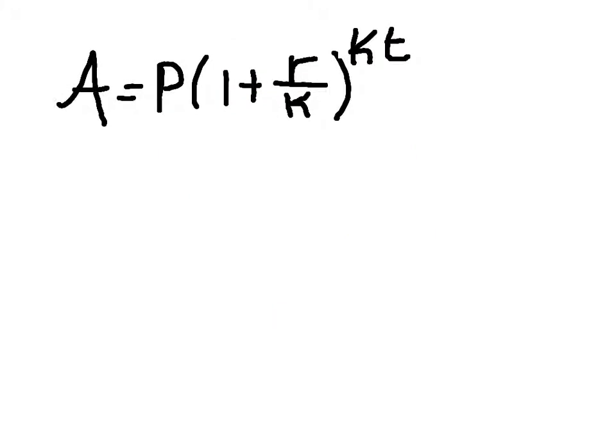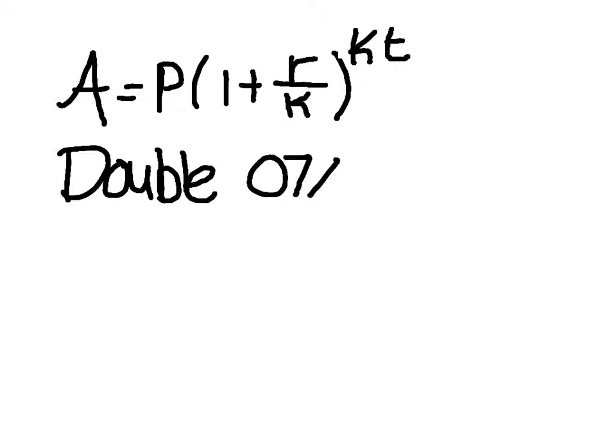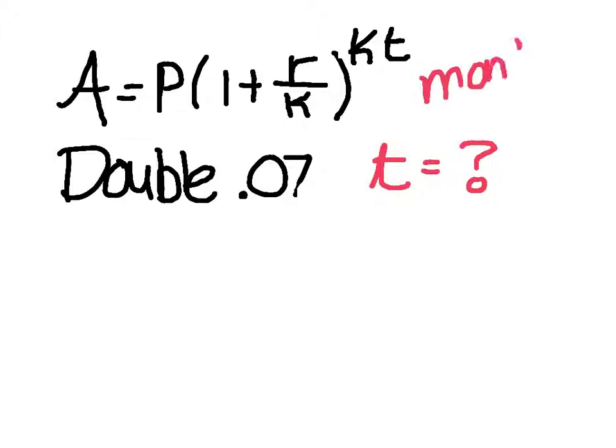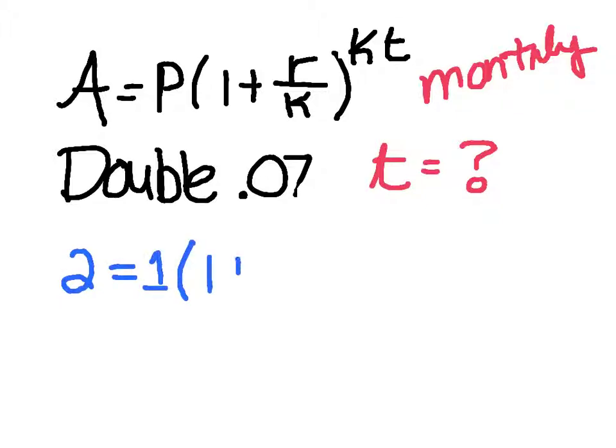I think everybody should be fine with the finance problems, but let's say you wanted to double your money and you had a 7% interest rate, and you need to know how long it would take to do that. And you're going to compound monthly. You would start off by filling all the numbers into the equation. Since you're doubling your money, the amount is twice of what you started. And the rate is 0.07, and it's monthly, so k is 12, and this is to the 12t power.